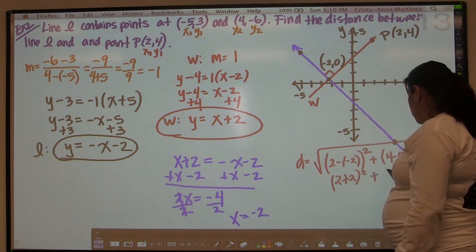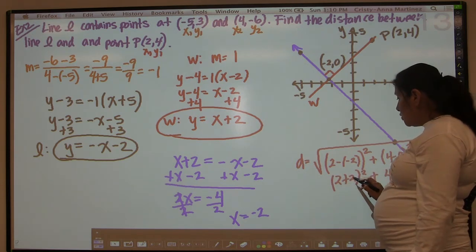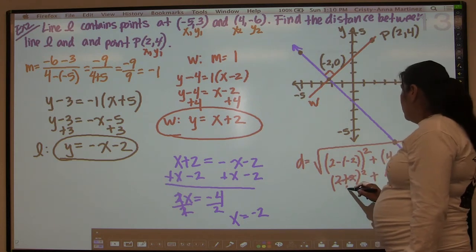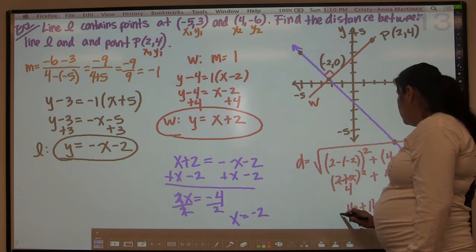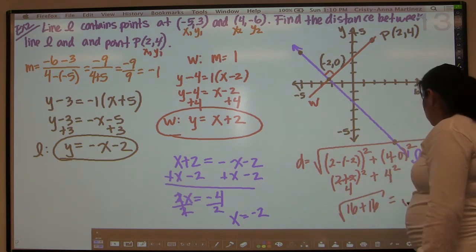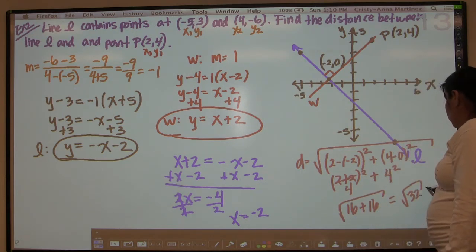And of course, 4 minus 0 is just 4. 2 plus 2 is also 4. And 4 squared is 16, plus another 16. And so I get the square root of 32 is my exact answer.